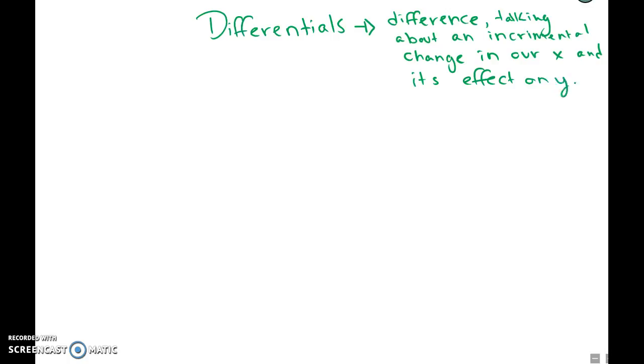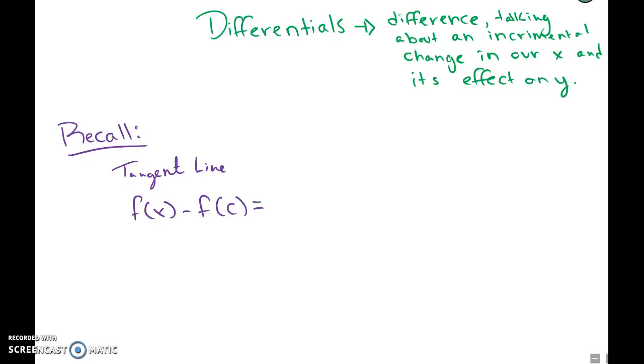So for that we need to recall a couple things. We need to first recall the equation for our tangent line that we've been using right along. That's f of x minus our y value at the point of tangency equals our slope, or the derivative at the point of tangency, times x minus the x value of our point of tangency. And that's for our tangent line at the point c, f of c.